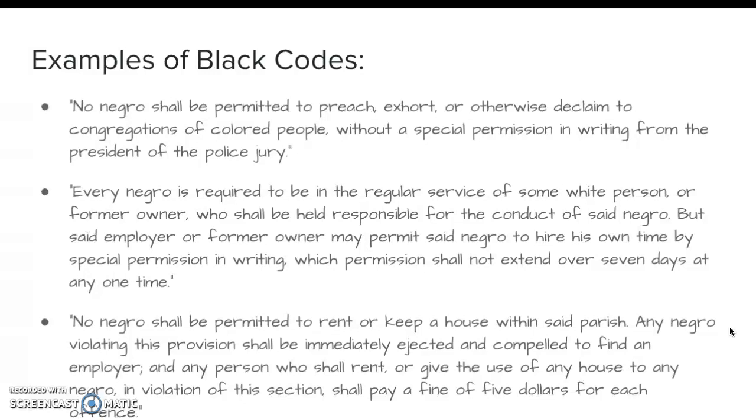And these are not the only examples of black codes. In the South, there were different black codes for each state, and these three, I believe, are from the state of Louisiana.